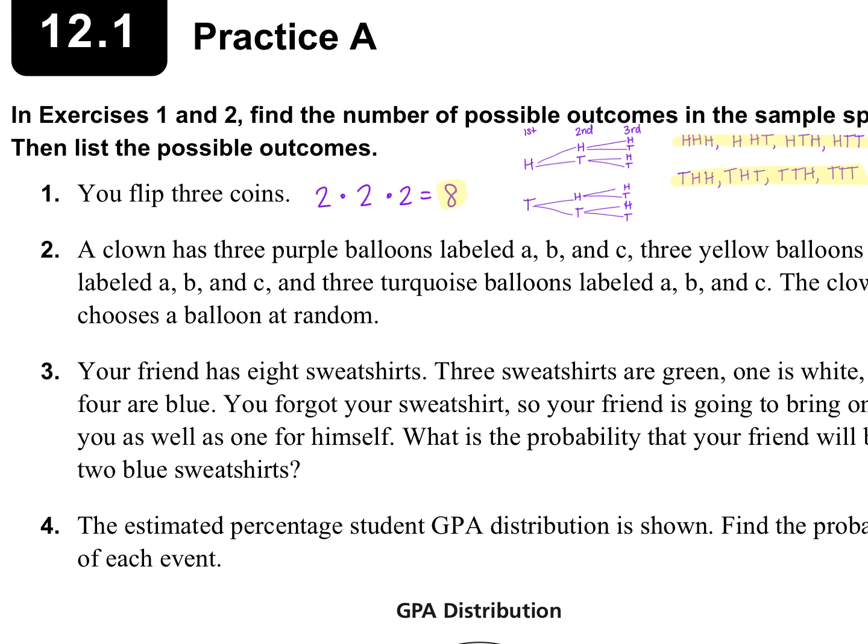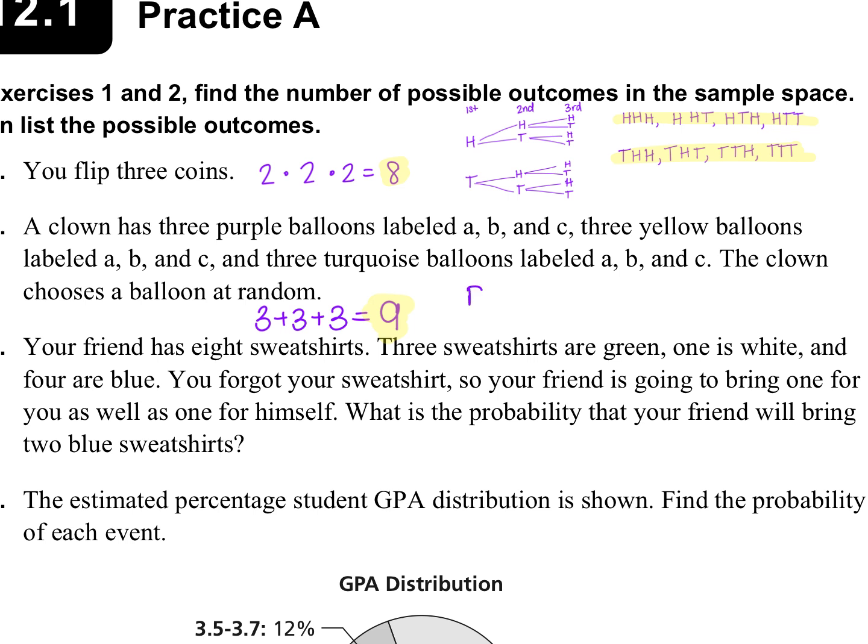So for this one, all you have to do is add them. 3 plus 3 plus 3 is going to give me a total of 9 balloons. Listing the 9 balloons that I had, and he kind of told us: I have a purple balloon labeled A, purple balloon labeled B, purple balloon labeled C. I have a yellow balloon labeled A, yellow balloon labeled B, and a yellow balloon labeled C. And then I have a turquoise balloon labeled A, turquoise balloon labeled B, and turquoise balloon labeled C. Okay, that's my list of possible outcomes.